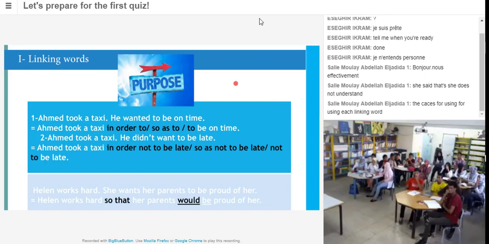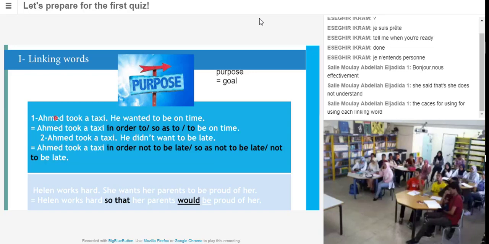Now, let's move on to another idea, which is expressing purpose. What do we mean by expressing purpose? Do you know what purpose means? Purpose means the intention. Very good. That's excellent. It could be the intention or it's the goal. That was Hela. Welcome, Hela. Purpose or goal. Now, Ahmed took a taxi. He wanted to be on time.